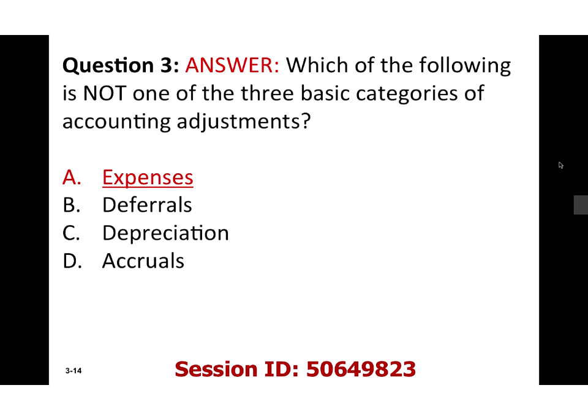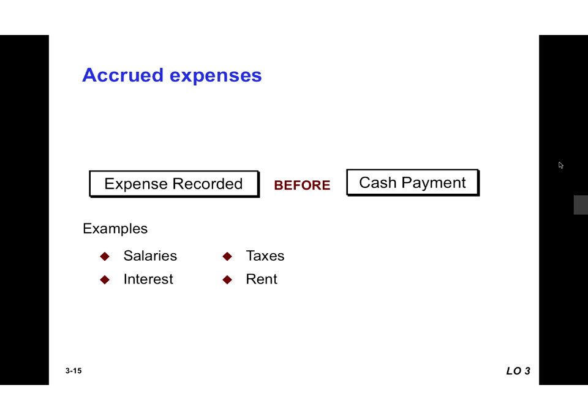Okay, so the answer is expenses. Remember, it's deferrals. Deferrals are where cash changes hands before the revenue is earned or the expenses incurred. The next category is depreciation, and the third category are accruals. Accruals, the revenue is earned or the expenses incurred before cash changes hands. So expenses are not an adjusting entry. Okay, so now we get into the accruals and the types of accrual entries.